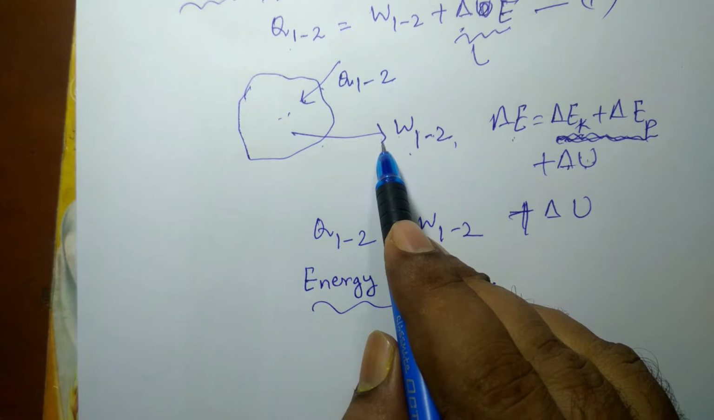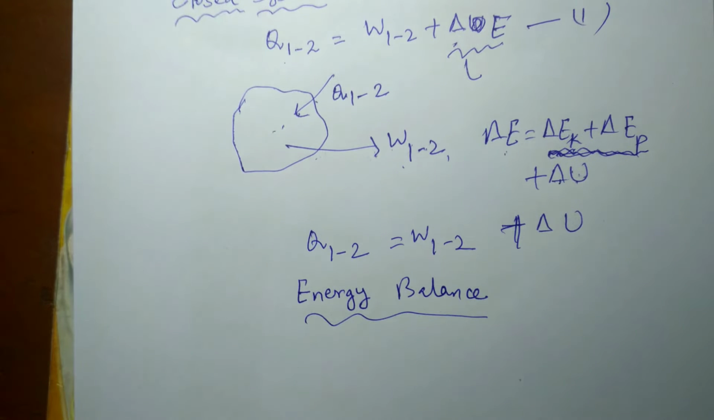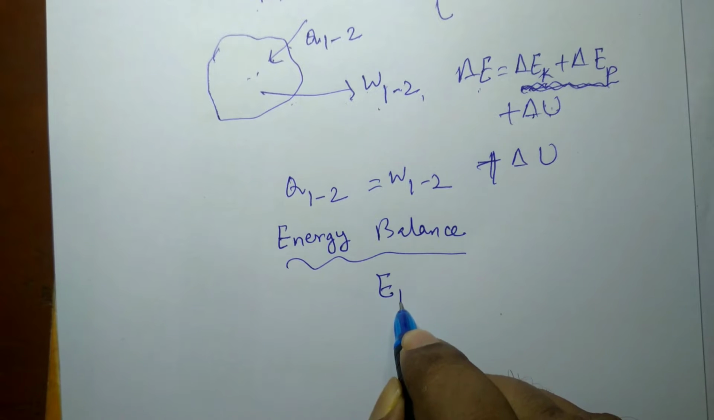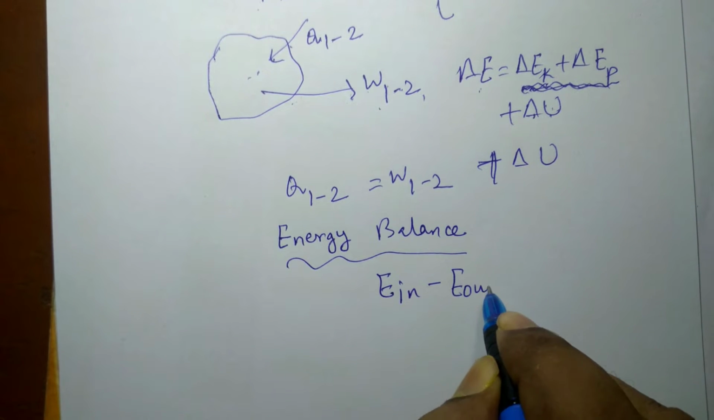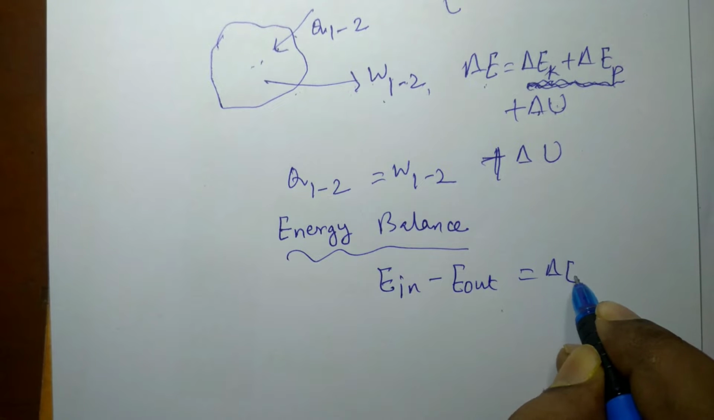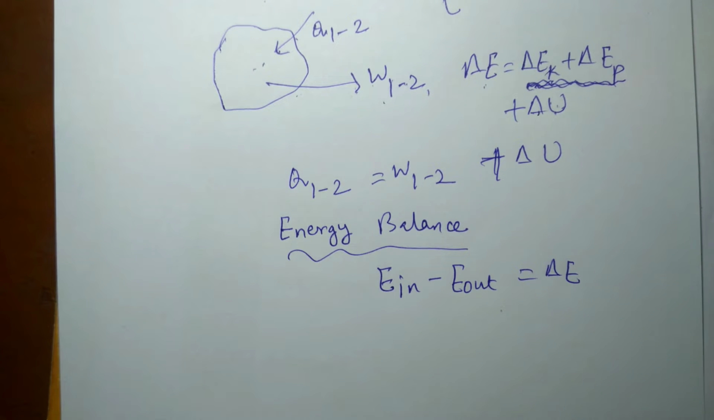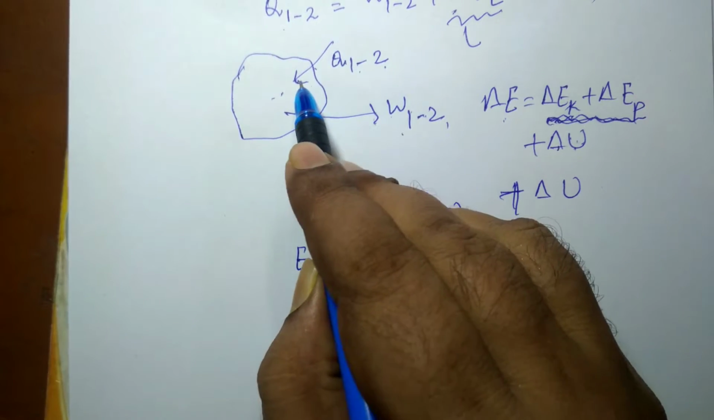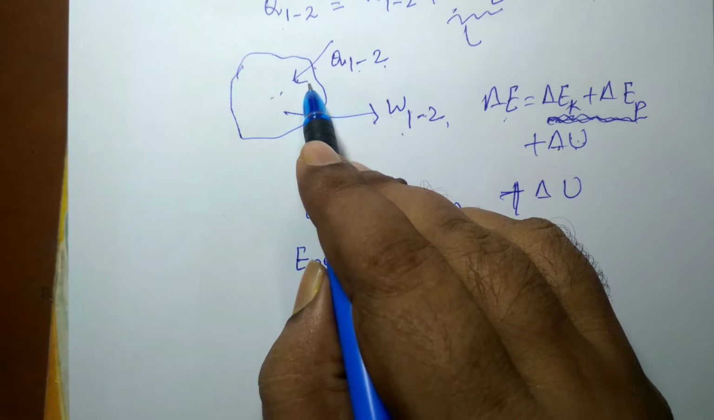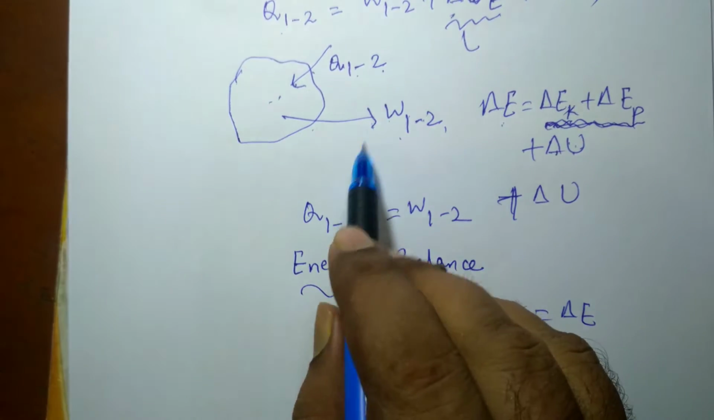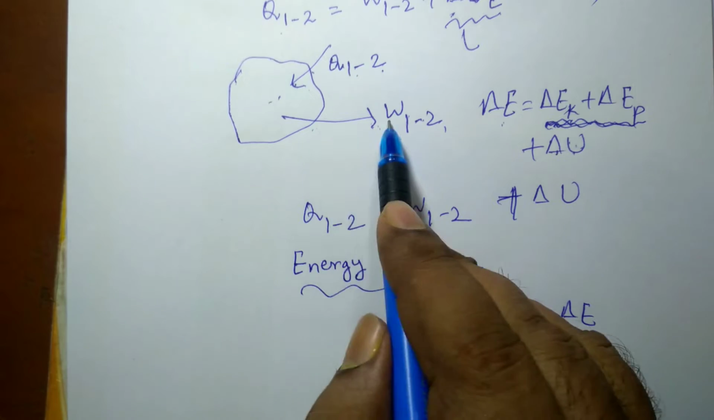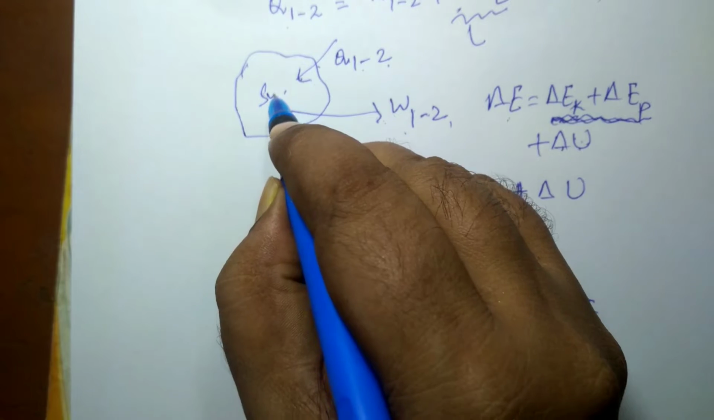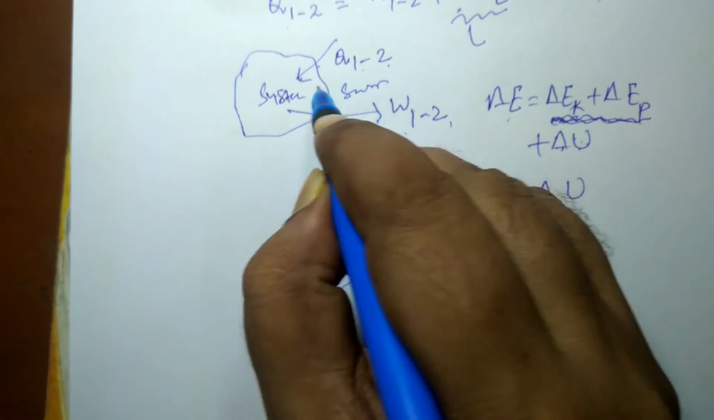It's a different thing that when work is done by the system, it is taken to be positive, but in this case whatever energy will enter into the system, this is the formula: E in minus E out is equal to delta E, where delta E is the increase in energy of the system. Here Q12 is the energy that enters into the system during that process, and W12 is the energy going out of the system. These two are energy interactions taking place across the boundary. This is your system and this is surrounding and this is boundary.